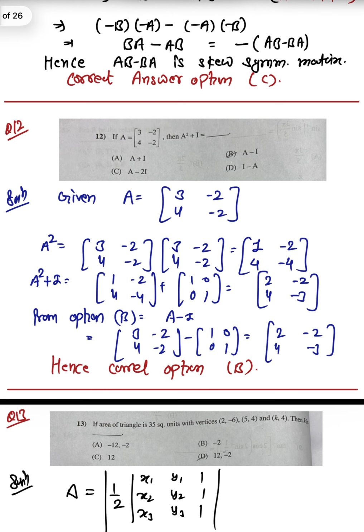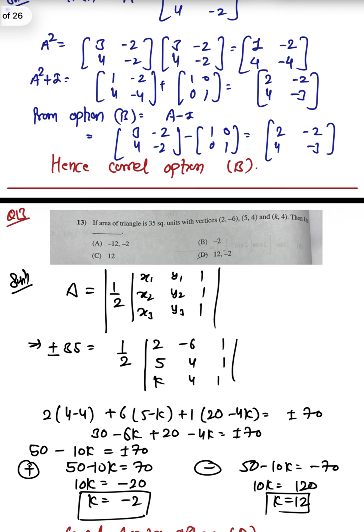Okay. Problem number 12 is what? A is given as a matrix and it is asking for A square plus I. So we will find A square. When you get A square, you will get 1, minus 2, 4 and minus 4. If we add I, the identity matrix, you get 2, minus 2, 4 and minus 3. So if we compare with the options, only one option is satisfying. Okay, that's option B is correct.